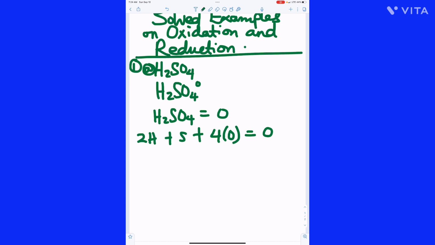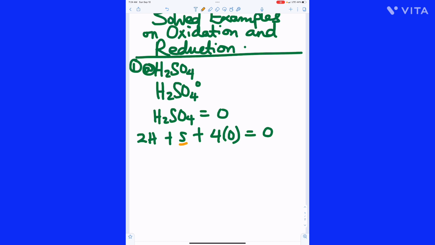Now H2SO4 means the same thing as H2SO4 with a charge of 0. There's no charge on the molecule, so we can assume that the charge on the molecule is 0. H2SO4 has 2 hydrogen, 1 sulfur, 4 oxygen, and if you put their charges together, you get 0. When looking for the oxidation number of an element in a compound, we need to know the oxidation number of the rest before we can find the unknown.